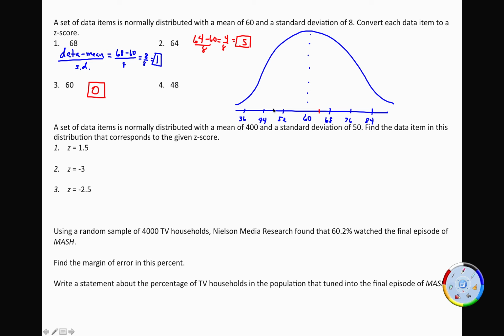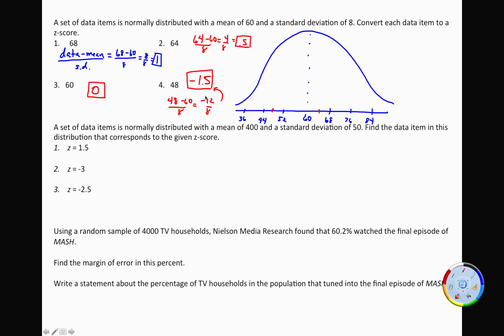48 is right here, halfway between 44 and 52, so it's negative 1.5. Or we could plug into the formula 48 minus 60 over 8 and get negative 12 over 8, negative 1.5.